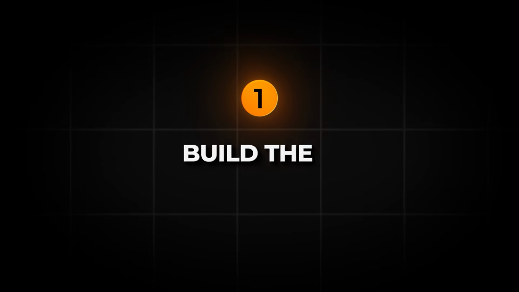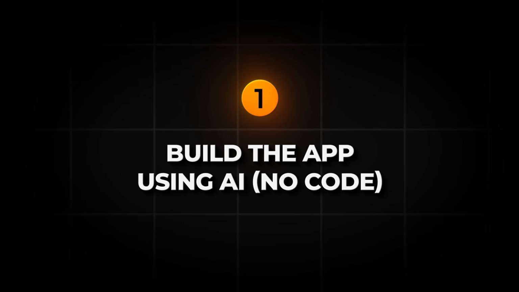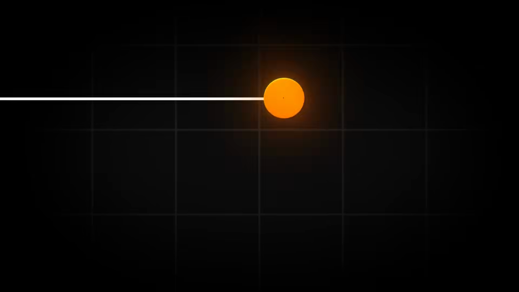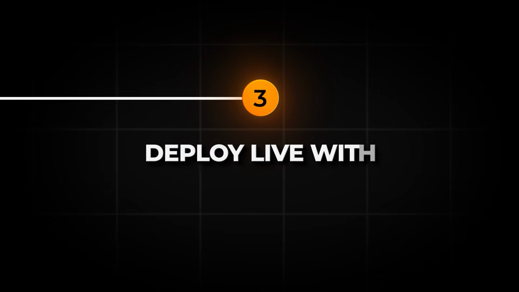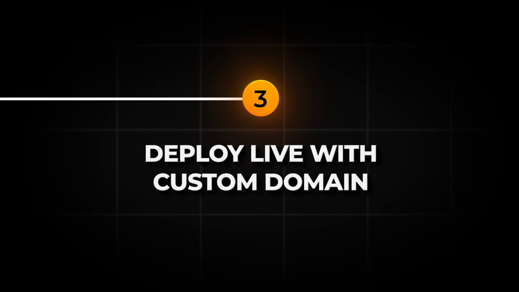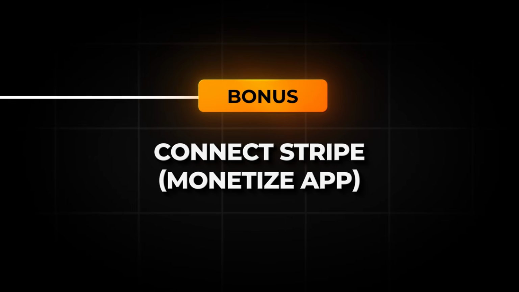So I'm going to make an AI e-commerce app together with you specifically for this video. Here's the plan. In step 1, we're going to build the entire app using a simple AI tool with no coding experience needed. In step 2, we're going to connect the entire app to an e-commerce platform so that we can ship real products. And finally, in step 3, we're going to deploy the app live with a custom domain. And in the end, we're going to connect Stripe so that we can start making money from day one.